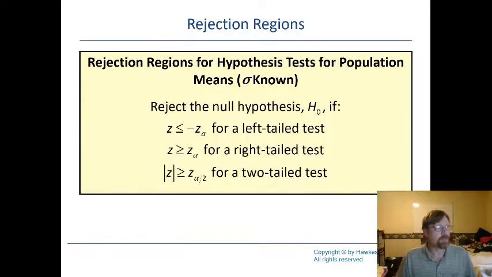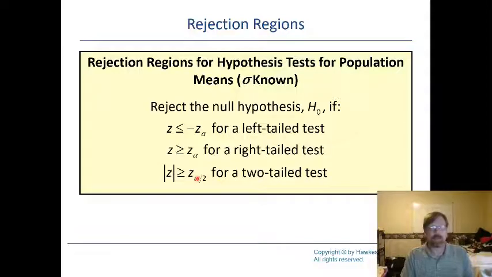So we reject the null hypothesis if our test statistic z is less than or equal to negative z critical for a left-tailed test, greater than or equal to z critical for a right-tailed test, or if the absolute value of z, remember those straight lines are absolute value, meaning positive z or negative z, is greater than or equal to z sub alpha over 2.